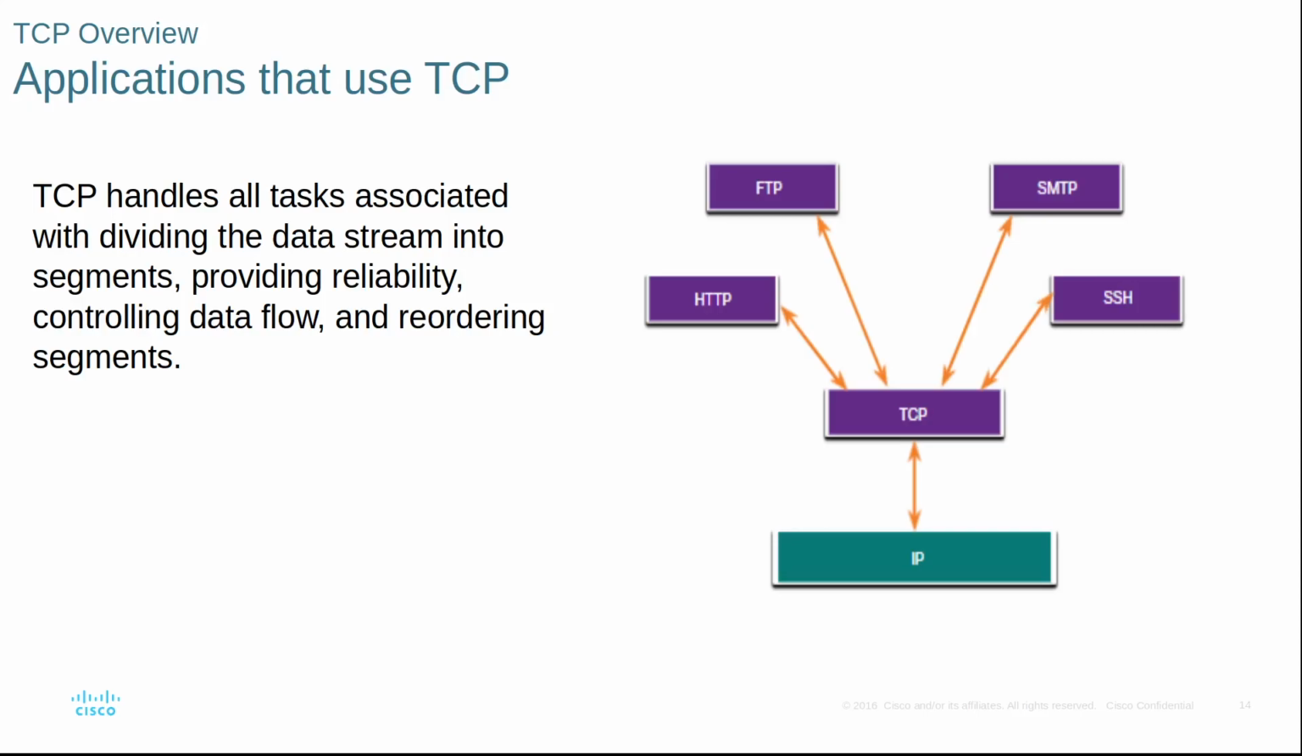So TCP does all kinds of things, right? It divides up your data into different segments. It gives you reliability, flow control, makes sure everything's properly reordered, and makes sure everything ends up at the right place. And if packets don't arrive at all, they get resent. If they are out of sequence, they just get put back in the right sequence.